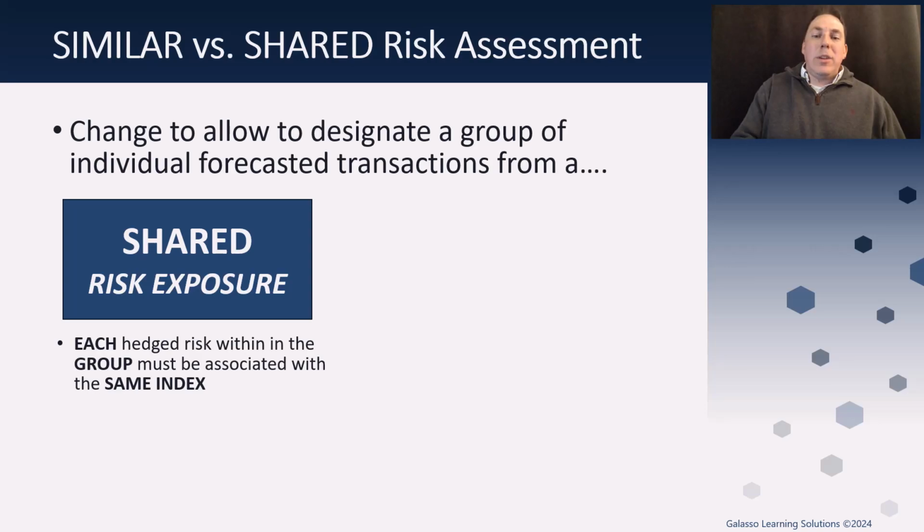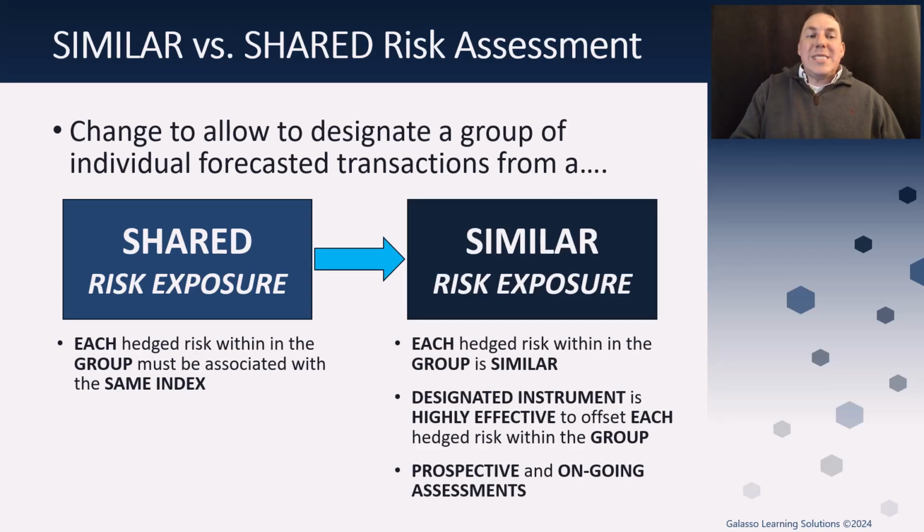The proposal now is to move from a shared to similar risk exposure grouping. With this update, hedging transactions could be grouped across different indices, locations, payment dates, reset dates, and interest rate floors, as long as you conduct a prospective assessment showing that the group transactions have similar risk exposure both at the hedge's inception and on an ongoing basis. We have to keep that assessment going and making sure that the groups are similar.